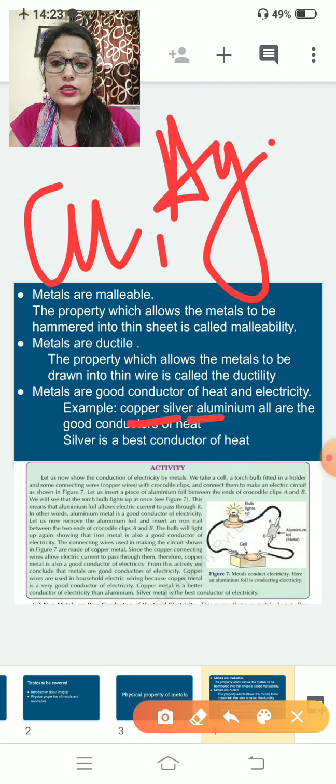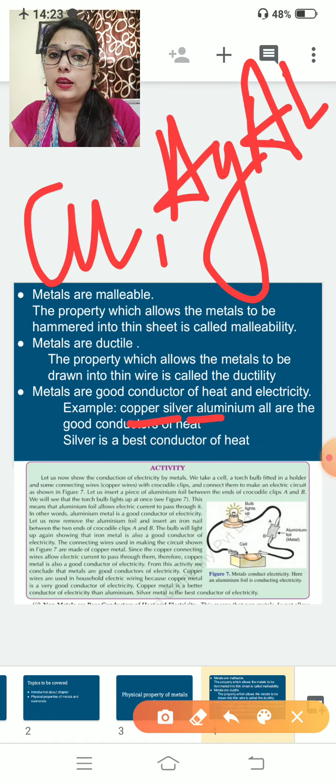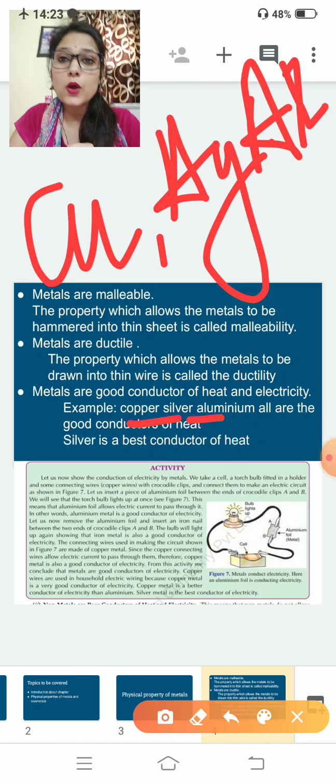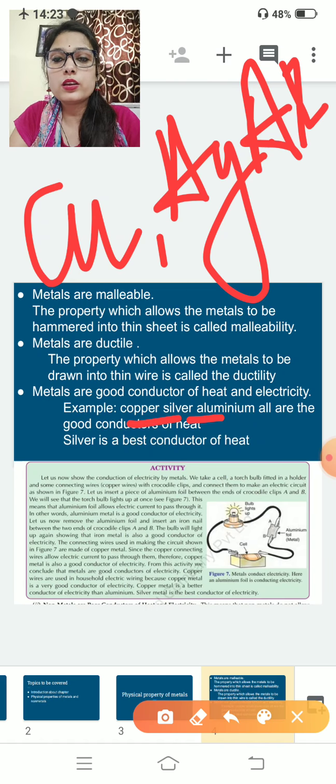What is the symbol of copper? It is Cu. Silver, Ag. Aluminium, capital A and small l. So these are examples of metals which are good conductors of heat and electricity. And silver is the best conductor of heat.